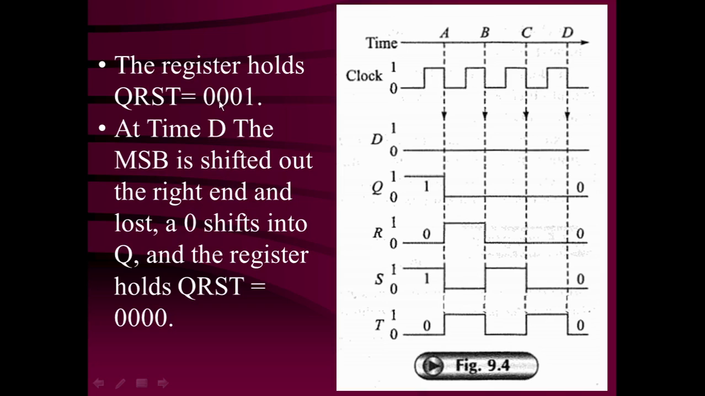So these 3 zeros are entered every clock pulse from the D input, which was maintained at 0, and the MSB appears at the output of the shift register. Now at the instant of time D, the MSB is shifted out of the register and is lost, and another 0 appears. That means QRST is now all zeros, and all 4 bits of data have come out of the shift register one by one after every clock pulse and been lost. That way this behaves as a serial in as well as serial out shift register.